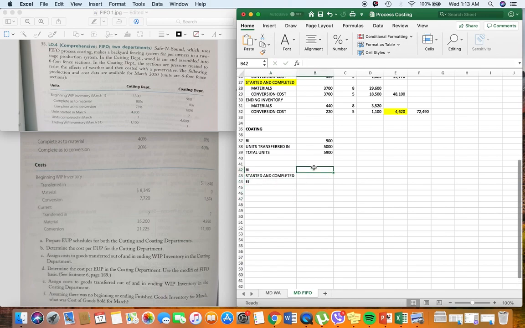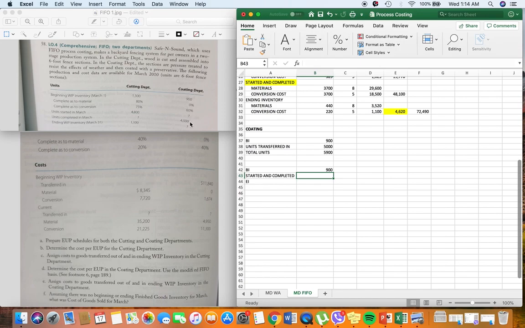So, we have the beginning inventory, started and completed, and ending inventory as well. These are the three unit classifications kasi under FIFO. So, the beginning inventory units, we all know that we have 900 units in the beginning inventory. Just like what we assumed in the previous department, the beginning inventory units are the ones we finish first the following month. Okay? And then, for the ending inventory naman, actually, in the coding department, the units in the ending inventory is not given.